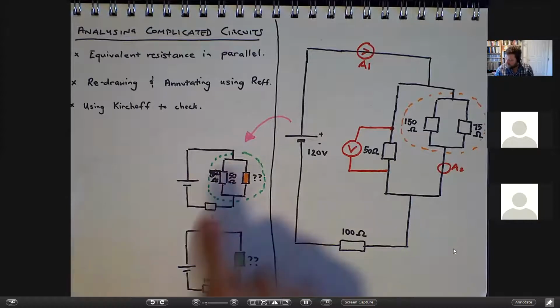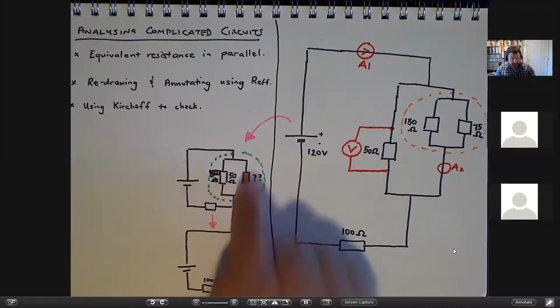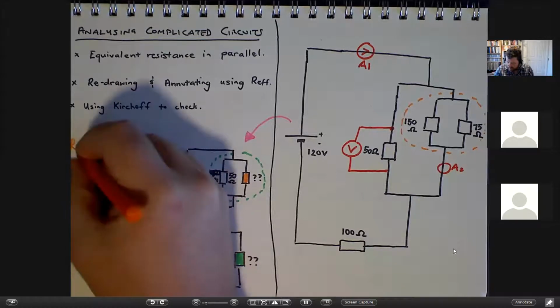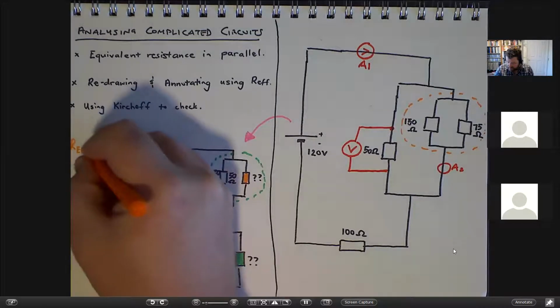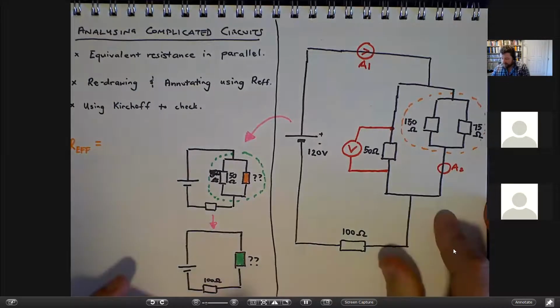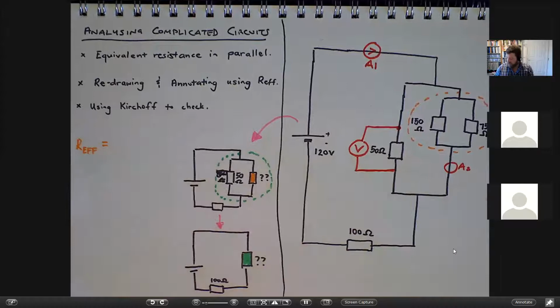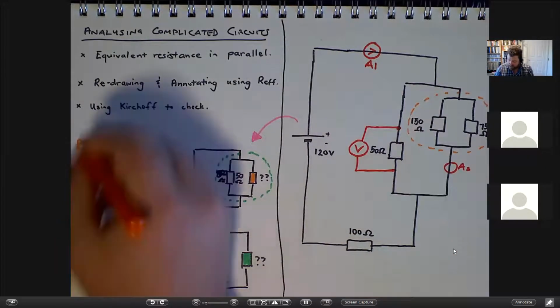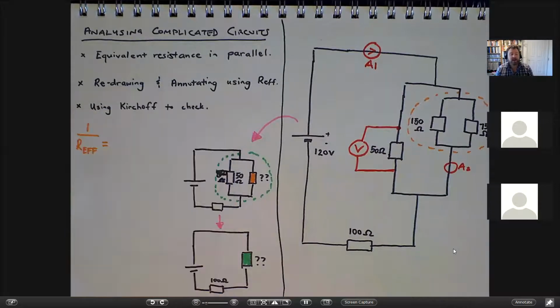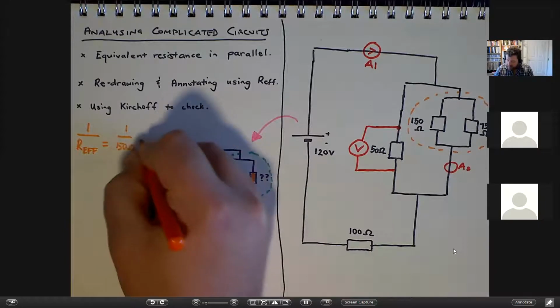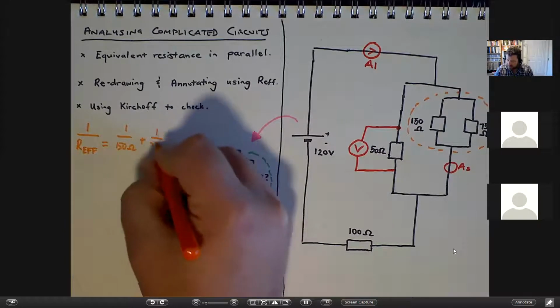First off, we're going to try and find this orange resistor. So R effective for the orange resistor. All right, how do we find that? Well, we're going to apply our parallel rule to these two resistors here. So 1 over our orange effective resistance is going to be 1 over 150 ohms plus 1 over 75 ohms.